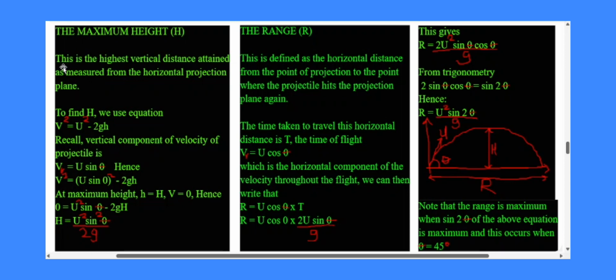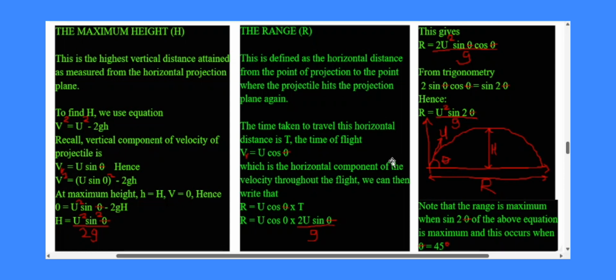The maximum height under this topic is the highest vertical distance attained as measured from the horizontal projection plane. Go to this drawing of mine. The maximum height is represented with this capital H, which is the highest vertical distance attained as measured from the horizontal projection plane. The horizontal projection plane is this line.